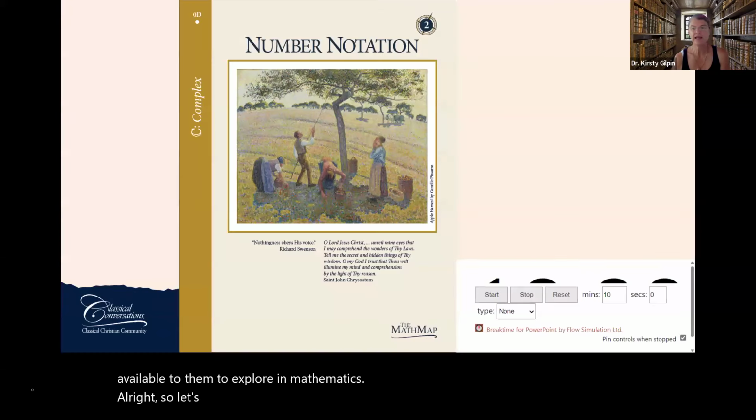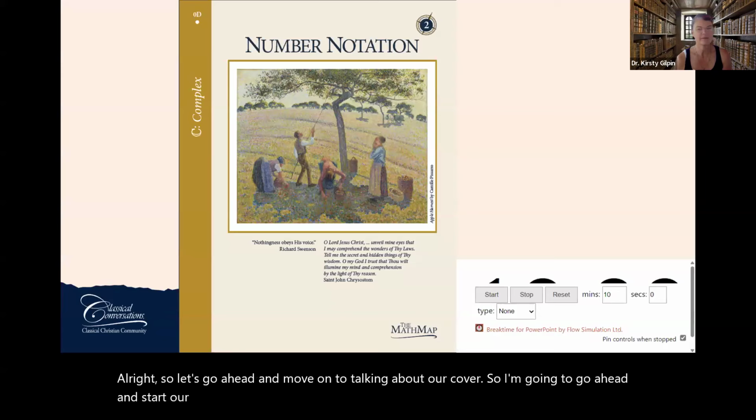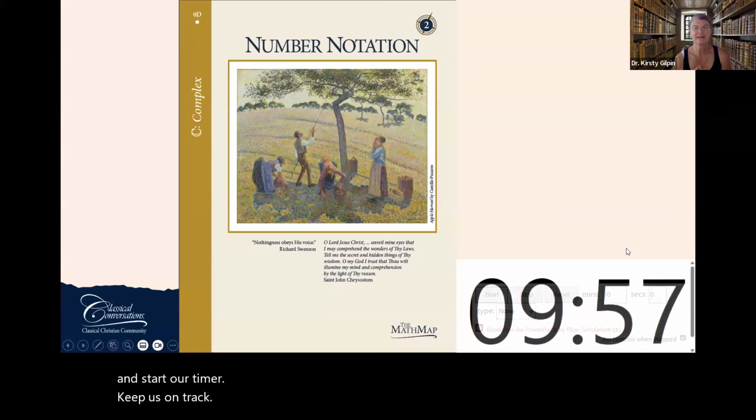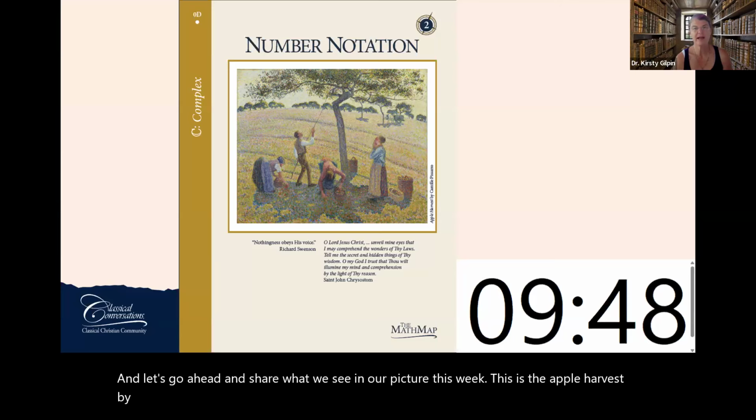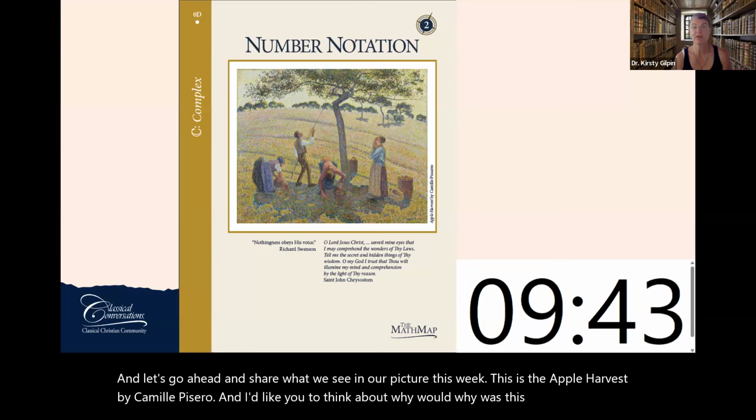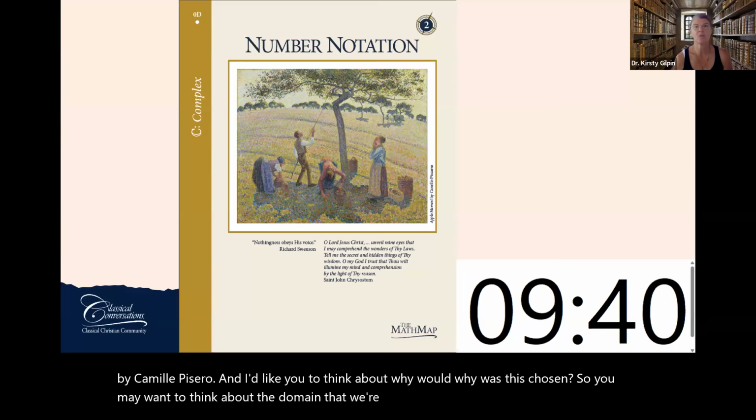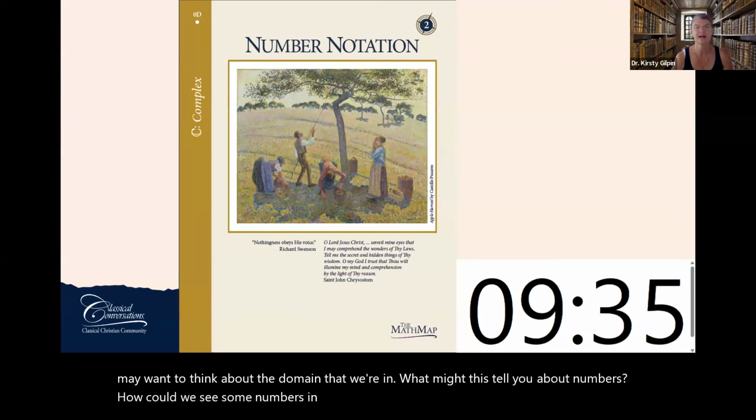Let's go ahead and move on to talking about our cover. I'm going to start our timer to keep us on track. Let's share what we see in our picture this week. This is the Apple Harvest by Camille Pissarro. I'd like you to think about why this was chosen. You may want to think about the domain. What might this tell you about numbers? How could we see some numbers in this? And what other things do you see that you'd like to discuss?